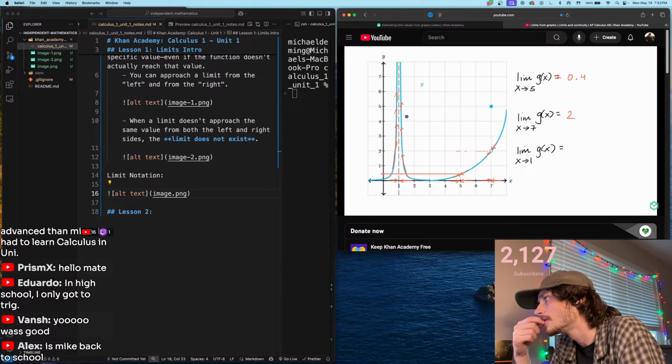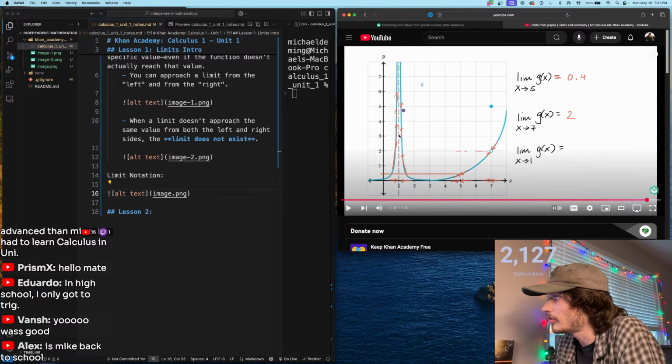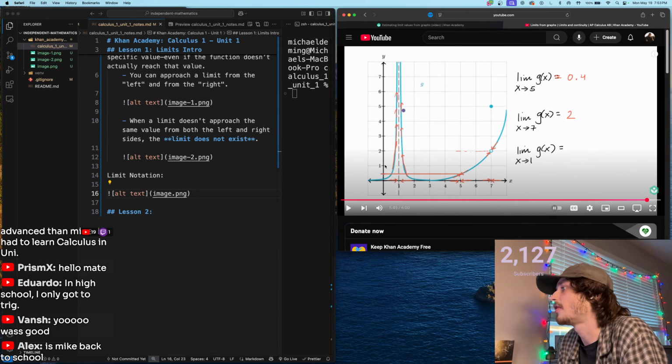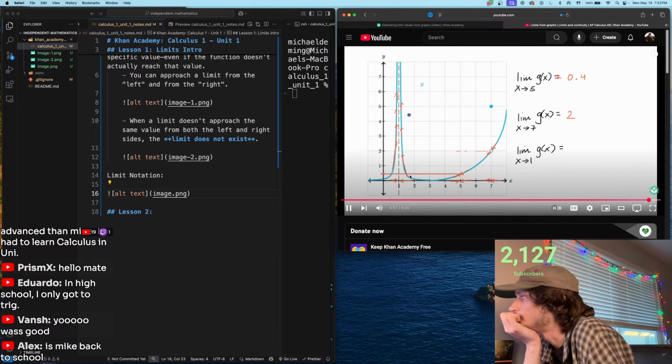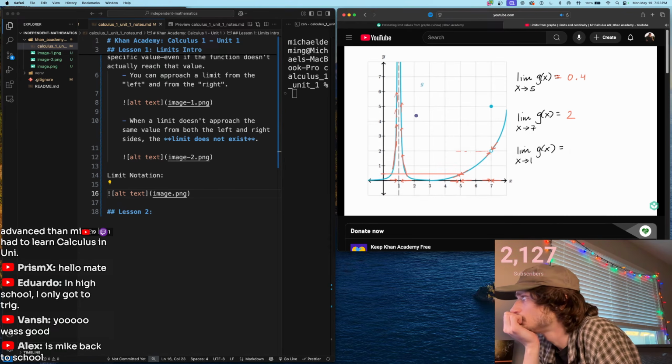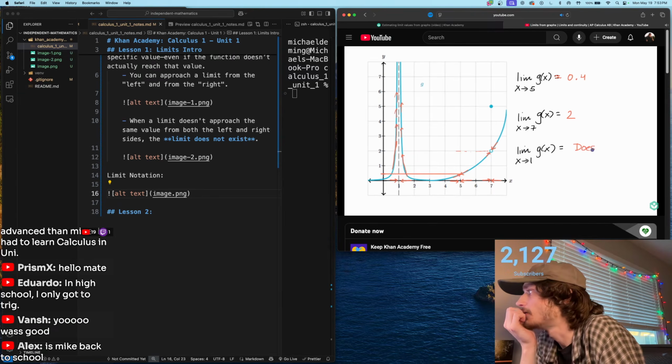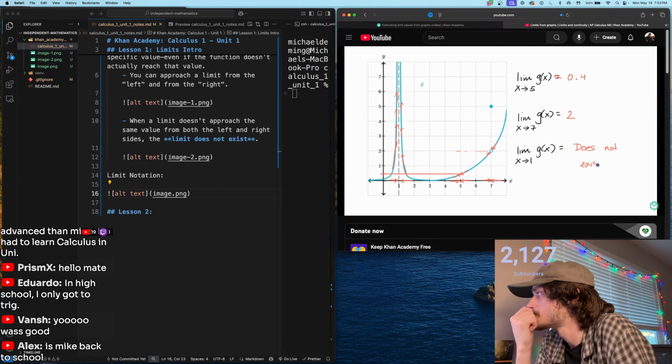So informally, people might say the values are the same on either side, so this one would be approaching infinity or something like that. But if we want to be formal about what a limit means in this context, because it is unbounded, we would say that it does not exist.